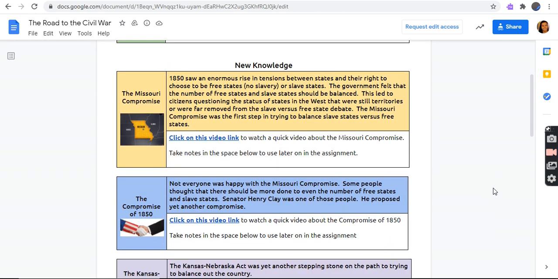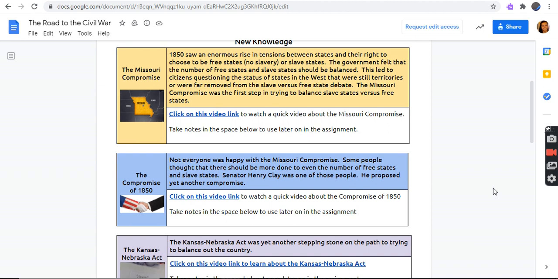The Missouri Compromise. The 1850s saw an enormous rise in tensions between states and their right to choose to be free states, no slavery, or slave states. The government felt that the number of free states and slave states should be balanced. This led to citizens questioning the status of states in the West, that they were still territories or were far removed from the slave versus free state debate. The Missouri Compromise was the first step in trying to balance slave states versus free states.